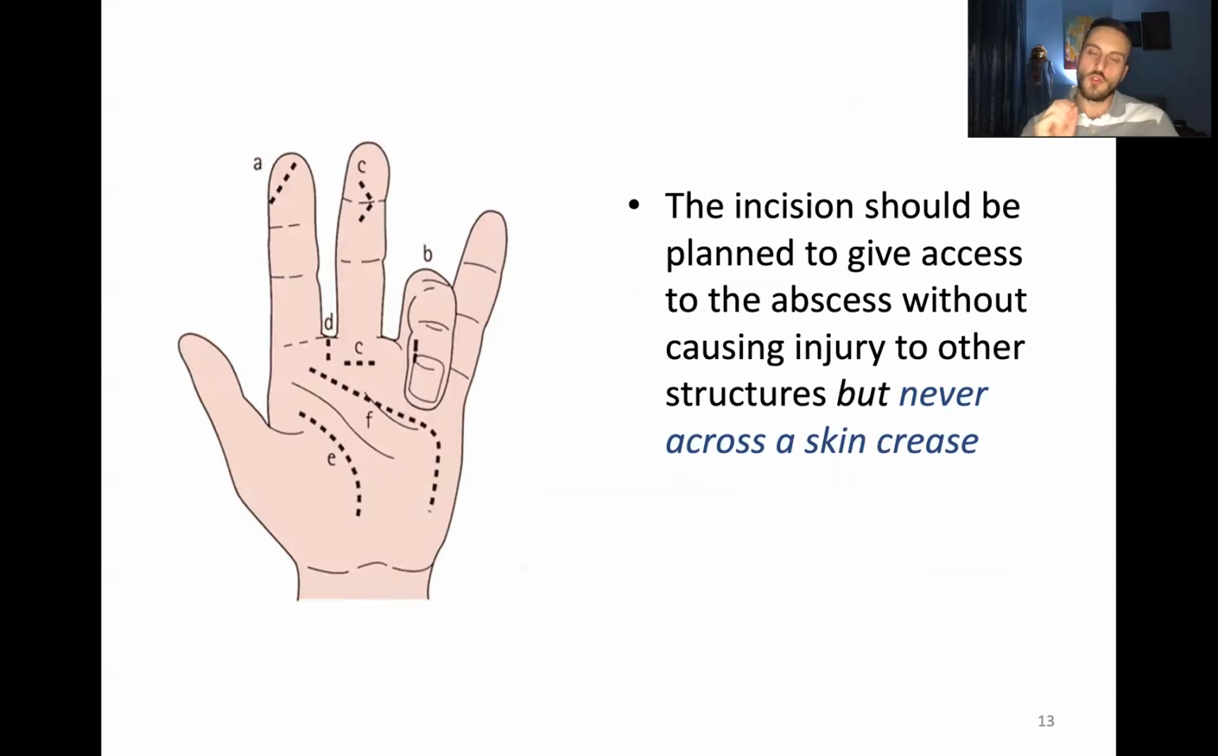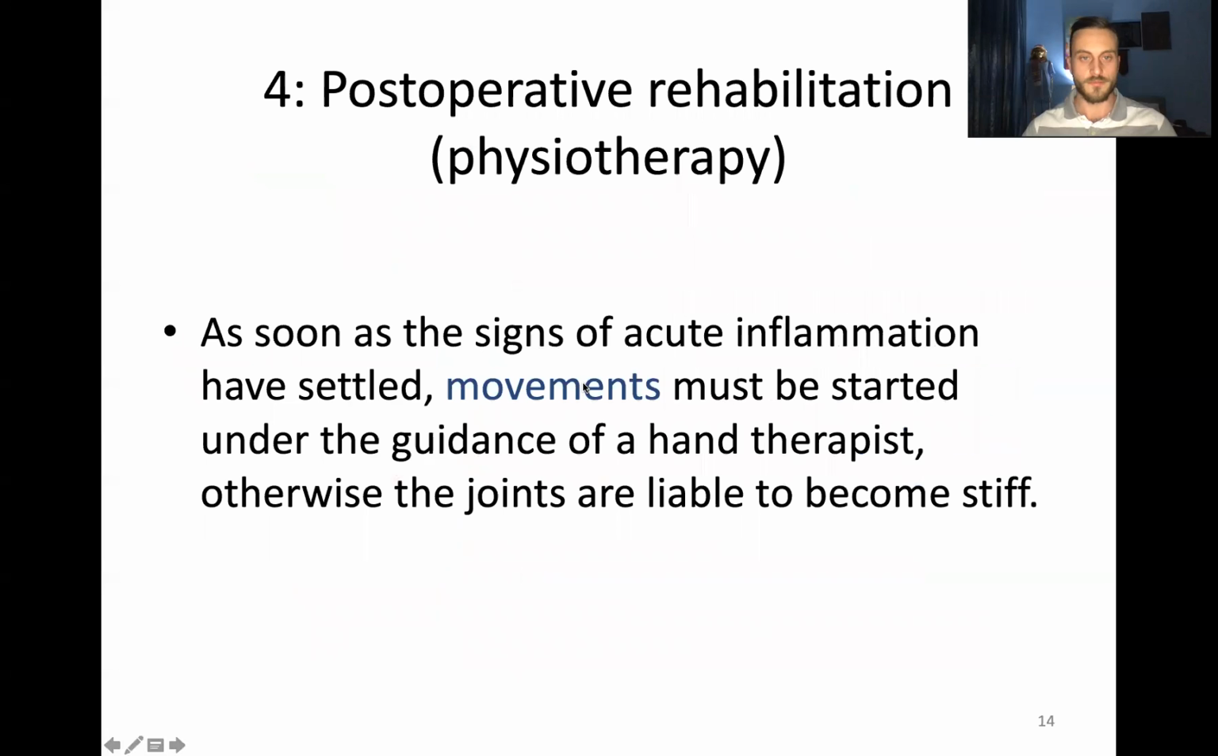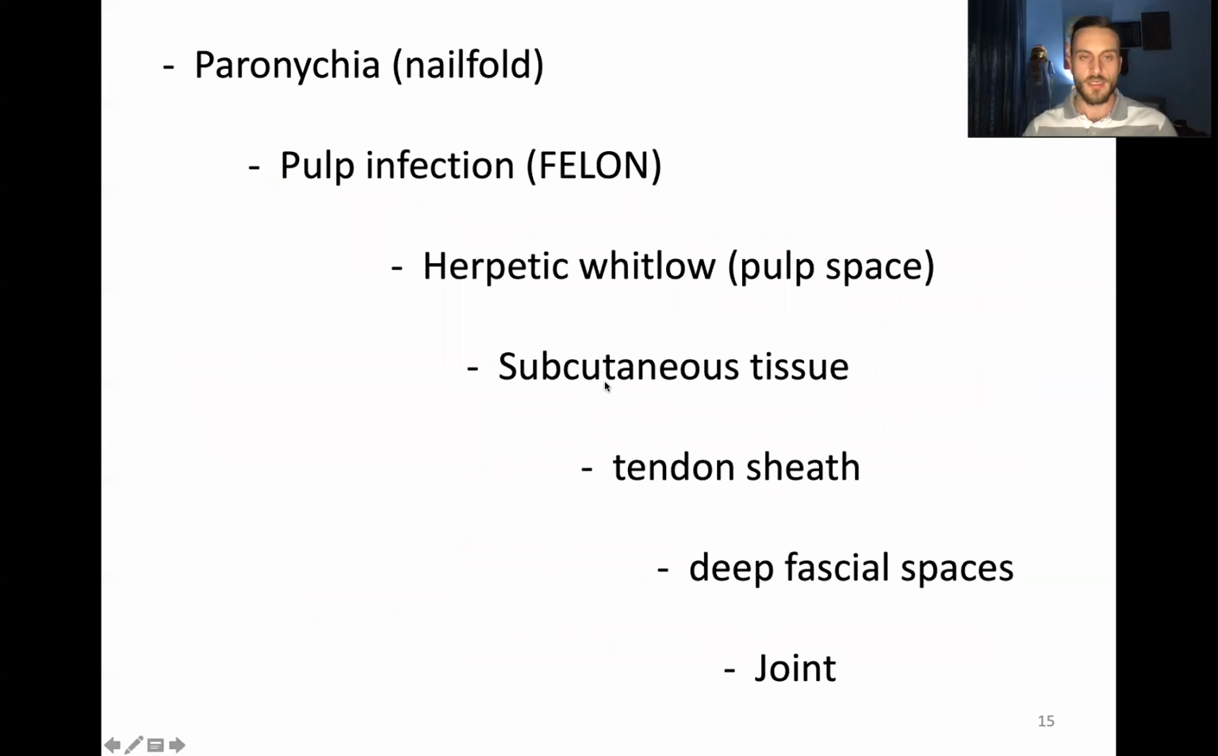It's very important when you do the incision, it's like the picture. As you can see, these skin creases that you all have in your hands, you should not cross them with your incision. There is no vertical incision for the hand, okay? Because you will cause contractures and it will affect the function of the patient. Post-operative, for sure, rehabilitation.